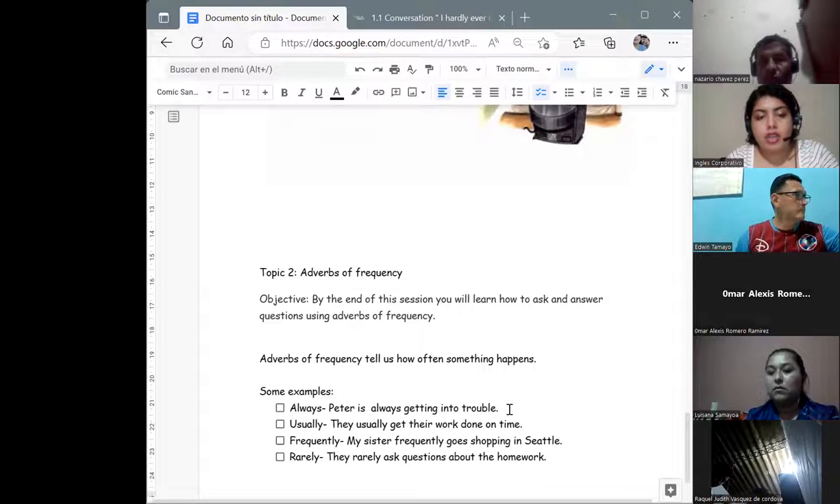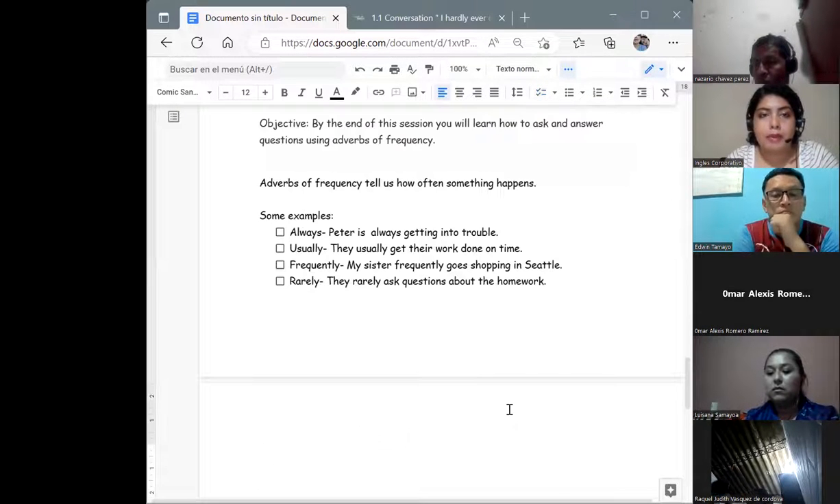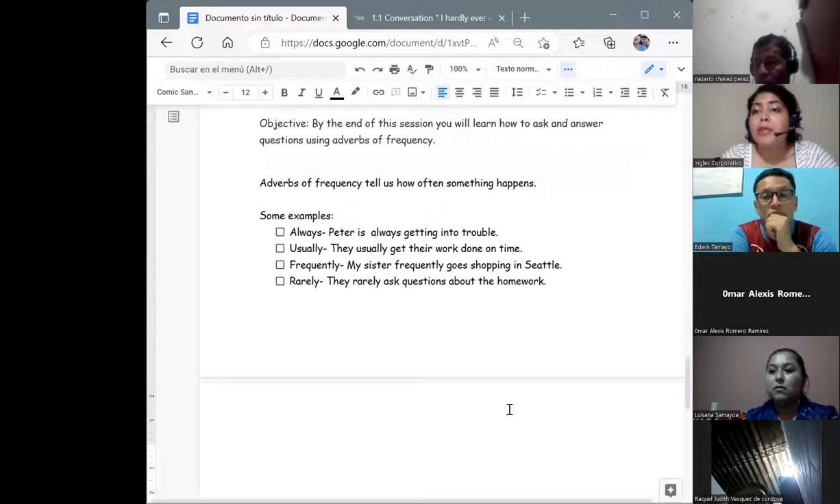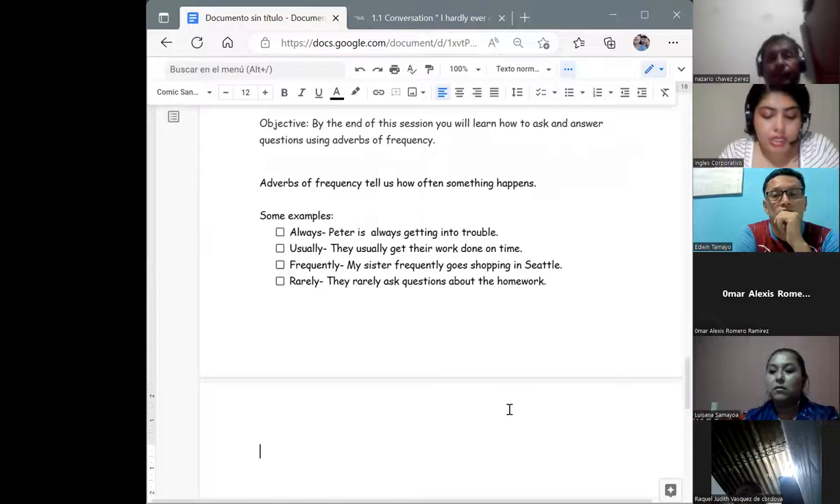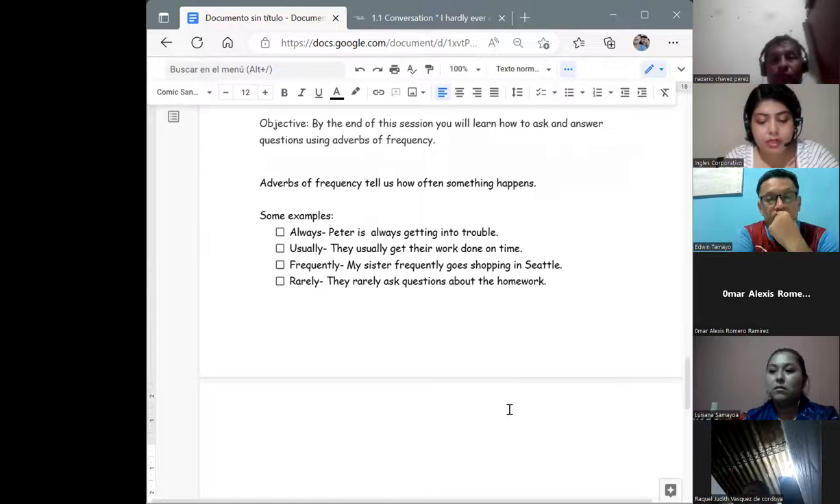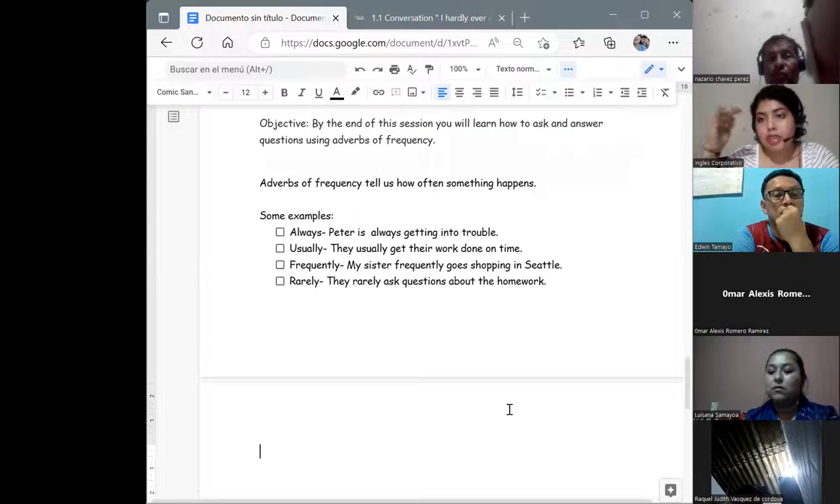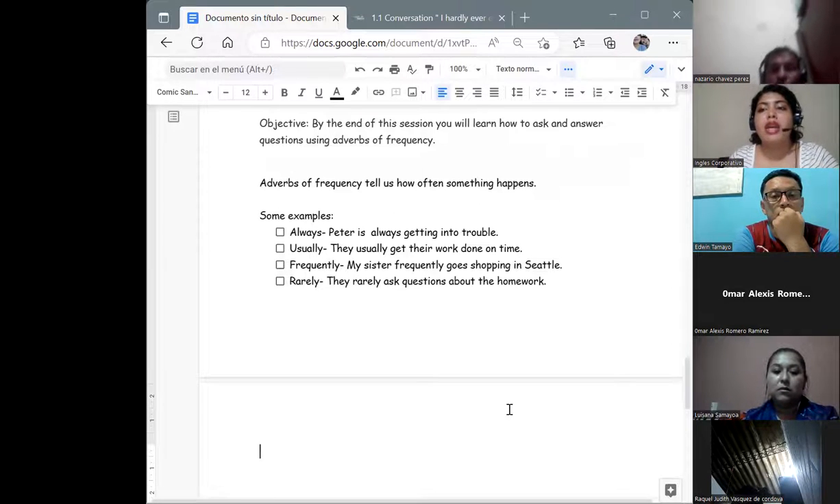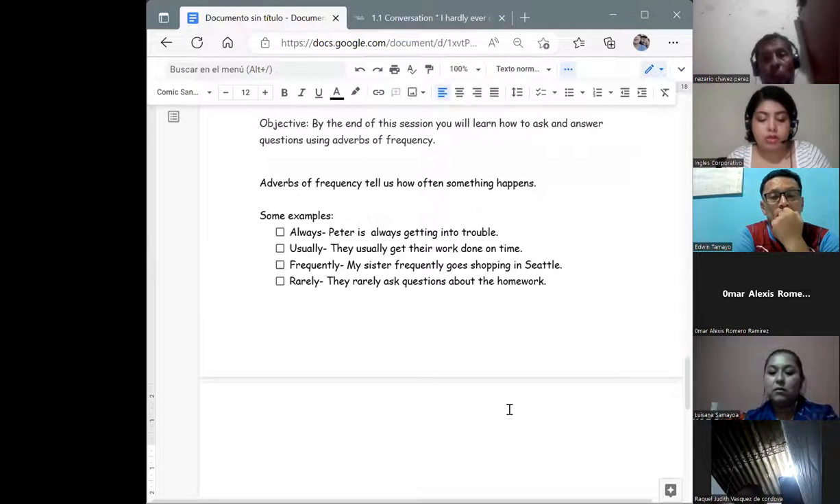So these are just some examples. Now we are going to see the most common adverbs of frequency in order from most often to least often. Vamos a ver los más usados a los menos usados. Así que vamos a hacer una pequeña lista para ver cuál utilizamos más a la hora de hacer nuestras oraciones. Y vamos a ir bajando, ¿verdad? ¿Cuáles son los que menos utilizamos?